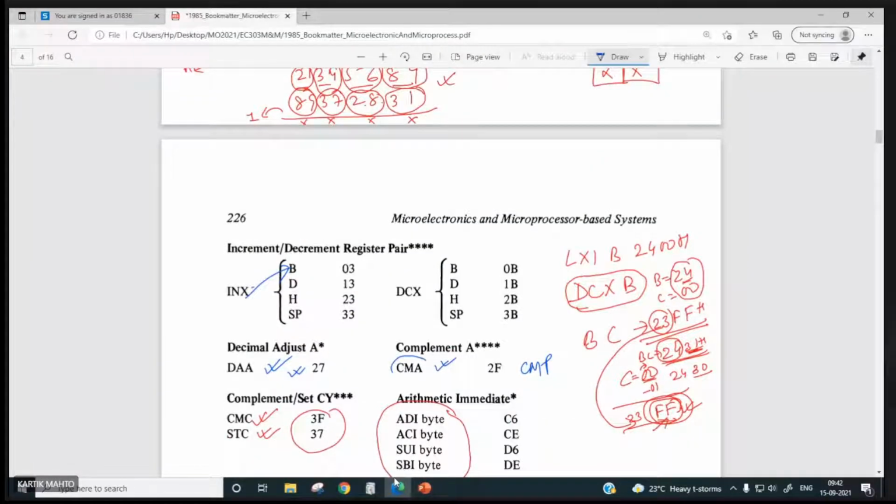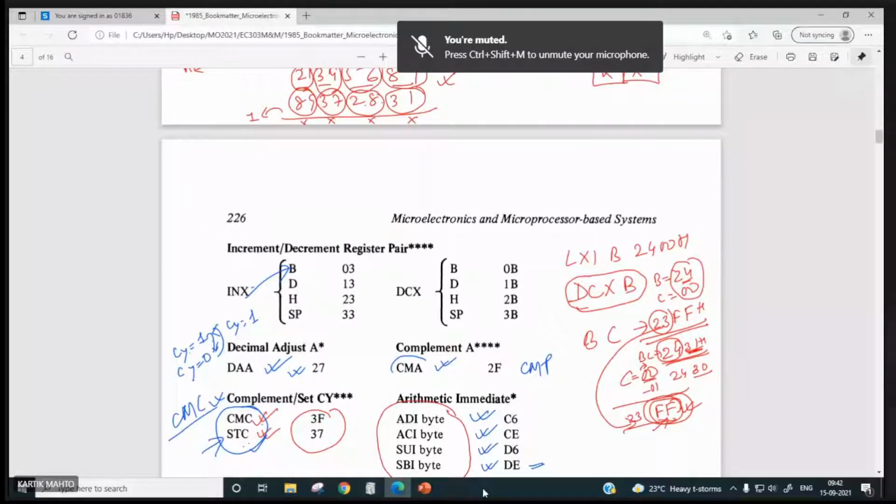Simply, now here we have complement carry. If the carry flag is equal to 0, then it will become 1 in the flag register. If the carry flag is 1, then it will become 0 with complement carry. With STC, whether the carry flag is 1 or 0, finally the carry flag will be equal to 1, set carry. Add immediate byte with carry, subtract immediate byte with borrow or carry.